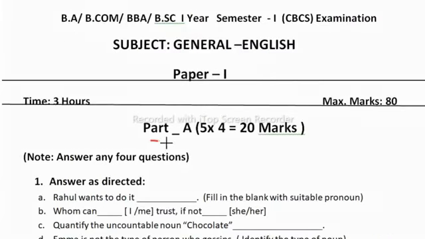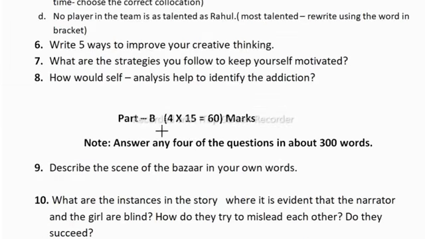Under Section A, you have to answer any 5 of the following questions. For each question, you will get 4 marks, so altogether it will be 20 marks. There will be a total of 8 bits under Section A and you're supposed to do any 5 out of 8. Under Section B, you have to answer any 4 summaries out of 8, and for each summary you will get 15 marks, altogether 60 marks.